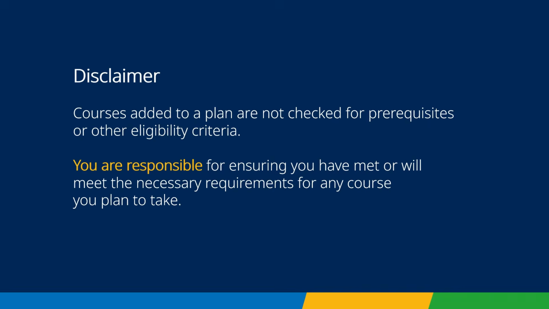It's important to highlight that courses added to a plan are not checked for prerequisites or other eligibility criteria. You are responsible for ensuring you have met or will meet the necessary requirements for any course you plan to take. Remember, the courses you select won't be checked for prerequisites or other eligibility criteria when you first register. This will be done once classes start, so it's very important that you triple check that you have the prereqs for each class you take.